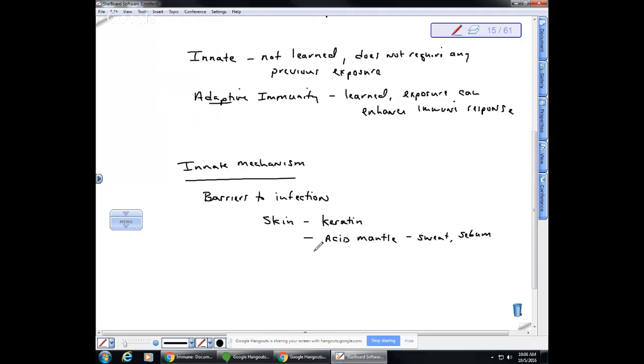Okay. We also have on the skin a protein called lysozyme. This is an enzyme that breaks down bacteria, and it is also found in saliva, sweat, and tears. So this is an enzyme that breaks down bacteria.